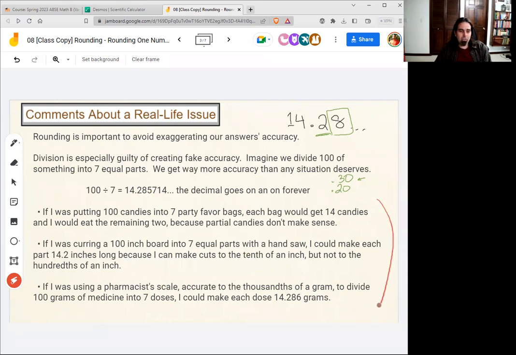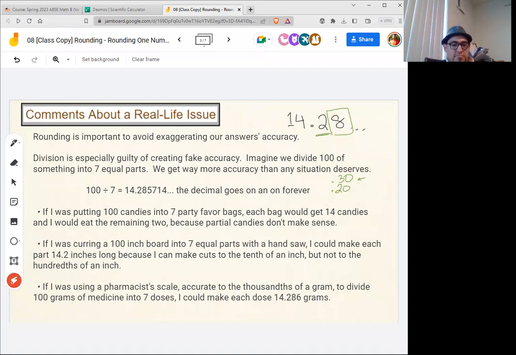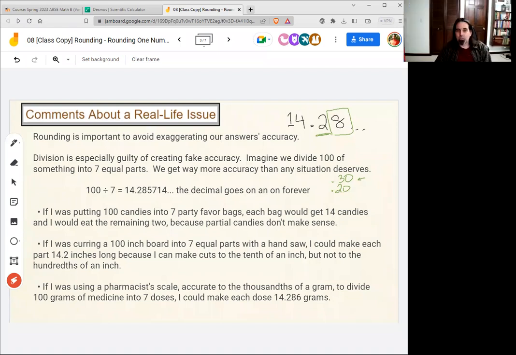So in all 3 of these stories, there's some real life situation, some type of goal or tool that's telling me how much accuracy is actually reasonable. Anything more than that, I'm sort of exaggerating. I don't really know things that well. I can't tell with my handsaw whether I'm doing 14.21 inches or 14.22 inches. So writing down an answer that had more than 1 decimal place would be claiming I have some amazing robotic precision that I don't.